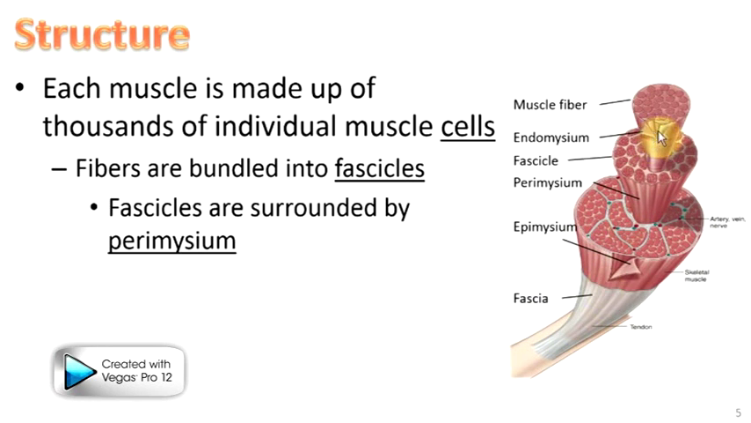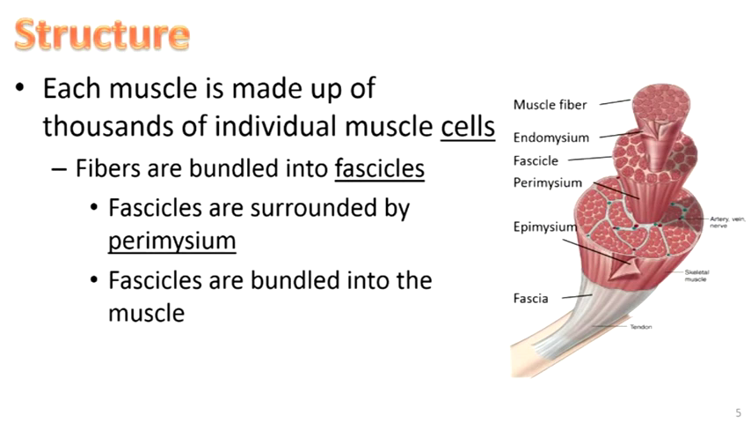Just like this was surrounded by the endomysium, as you can see in this picture right here, fascicles or fasciculi are bound in something called a perimysium. If you remember, endo means within or inside, and peri means around. When we bundle the fascicles together, that's when we end up getting what we call a muscle.